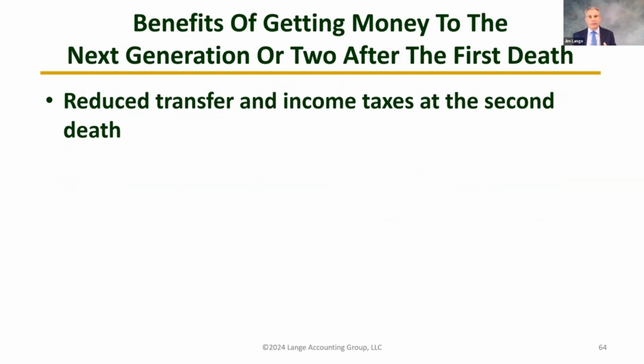So having money going to the next generation, or even the second generation after the first death, that's a mistake. It's a variation of the same thing. Not utilizing disclaimers, but a lot of times you can really maximize family happiness by doing that.